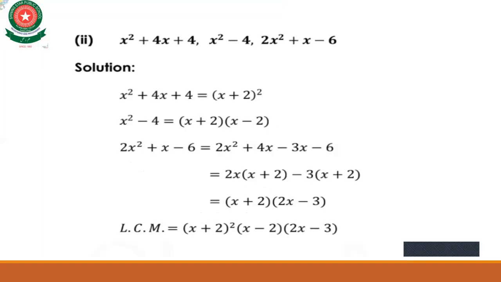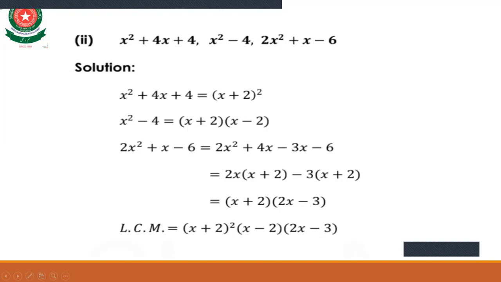You can write x square plus 4x plus 4. You can see that it's a complete formula, a square plus 2ab plus b square. 4 is 2 square and you can write it as 2 into x into 2. That is the perfect square of x plus 2 whole square. You can write it as x plus 2 into x plus 2.